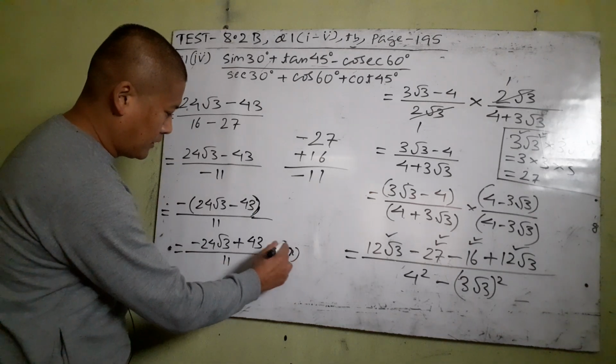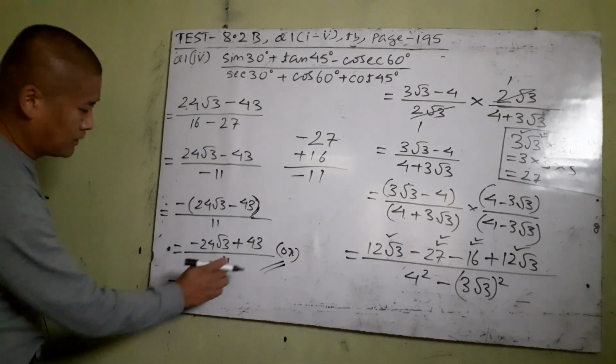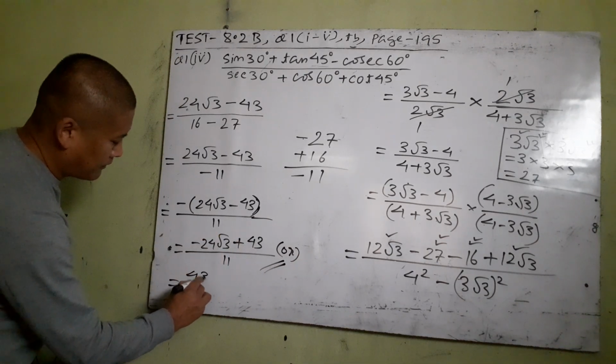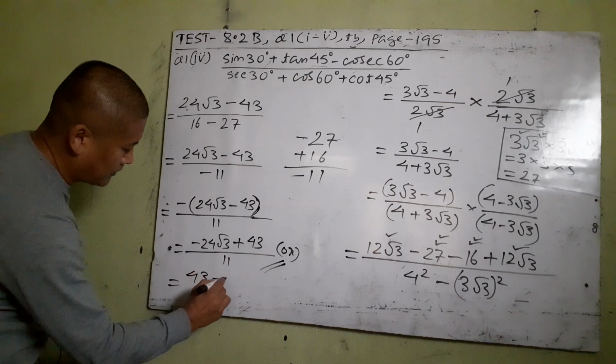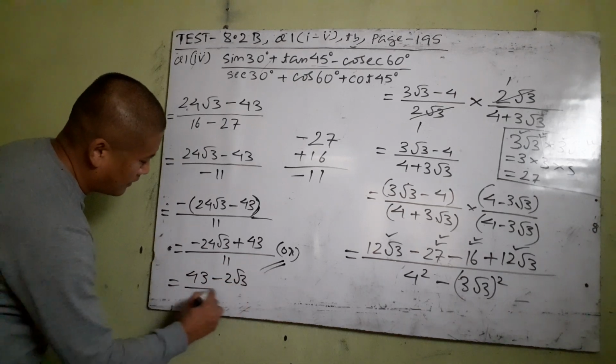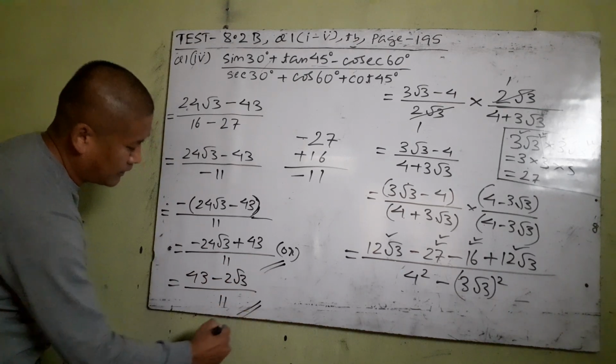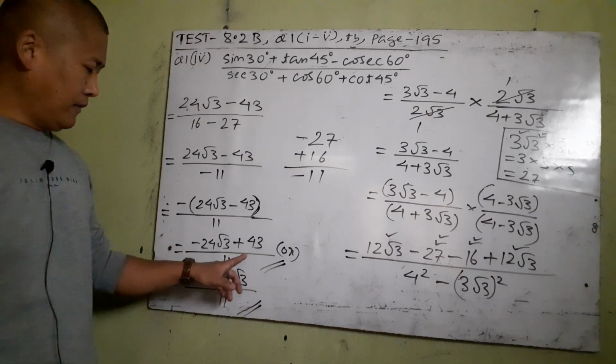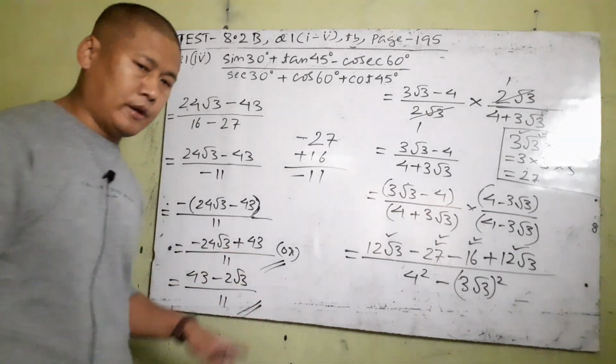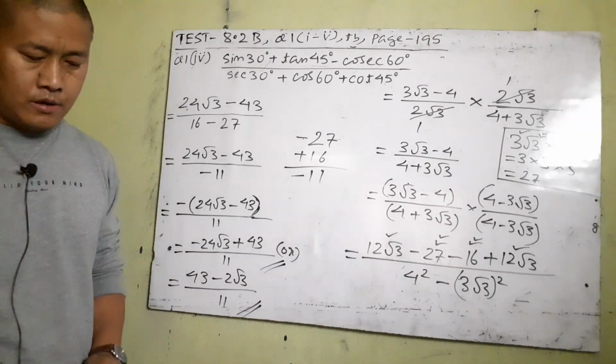But since the textbook is expressing it like this, which is actually the same, they bring this plus 43 to the front, and minus 24 root 3 they put in second place. The rest is the same. You can write like this also, the book answer. But even if you were to stop here, it is correct. It's the same answer as the book answer.